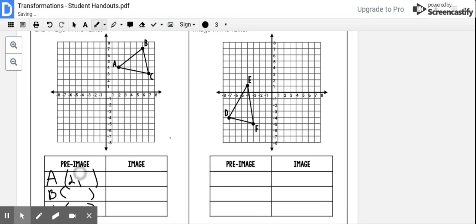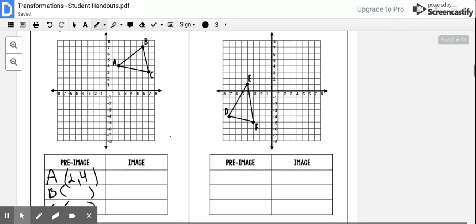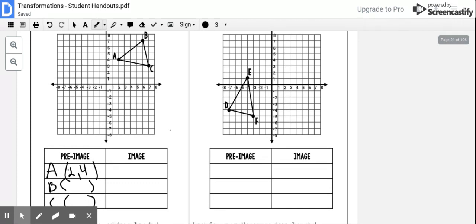So it's 2, 4. And I know Telly said my handwriting is terrible on this, but if you have your headphones on, Telly, then you can hear what I'm saying.